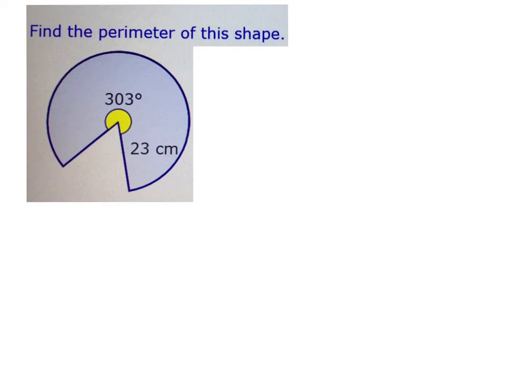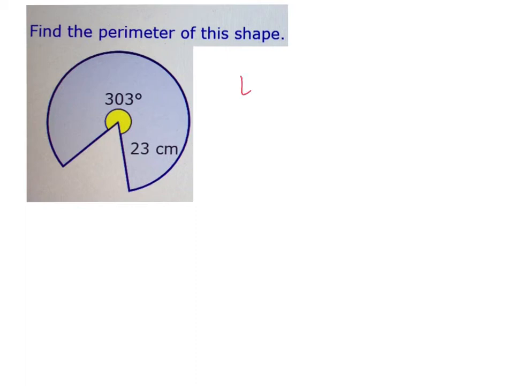I think this question is back to some of the easier stuff, but we just need to be a little bit careful, because in it we're asked to find the perimeter of this shape. So the first thing we need to do is work out the arc length. And this is the major sector, so I guess we could call this a major arc.